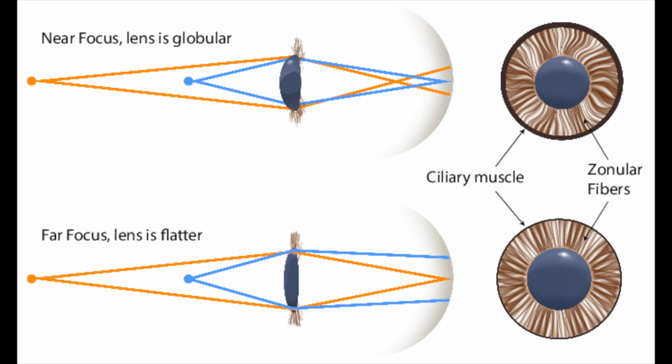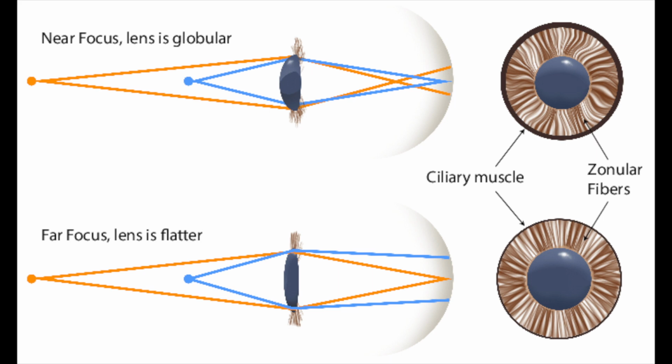When focusing on objects that are far away, the ciliary muscles are relaxed, which causes the zonular fibers to be tensed. This leads to the lens being pulled into a flattened shape, allowing the focal point to be located on the retina. When the lens is flattened for distance vision, the focal point for close objects falls behind the retina. This leads to close objects appearing blurry.